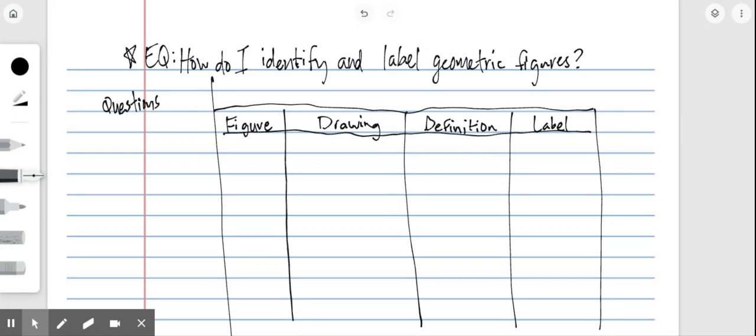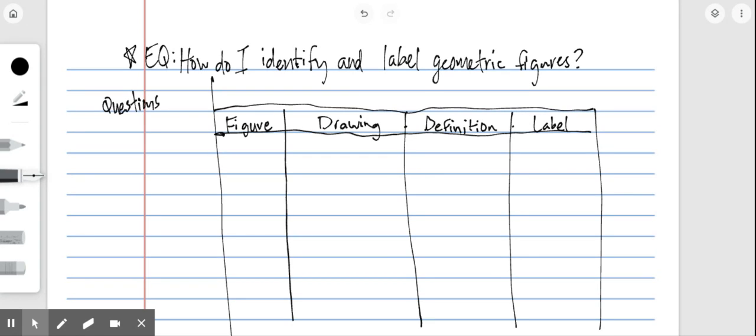So I've started by making myself a little table. So take a second, make yourself a table. The titles of the table are the figure. So what's the name of the figure? A drawing of the figure, the definition of the figure, and a label. Like, how would you label it if you were given those things?